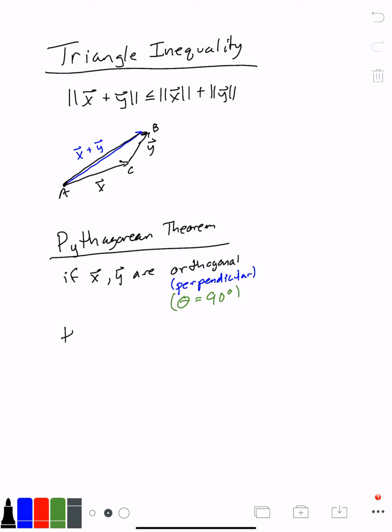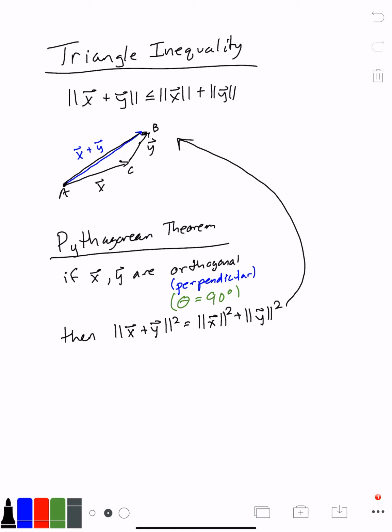Then the following is true, that the absolute value of x plus y squared is equal to the absolute value of x squared plus the absolute value of y squared. So looking at this picture up here, it's just saying if this was a right triangle, you would have the Pythagorean theorem. And the nice thing is this works not just in R2 or R3, but it works in any Rn here. And so if you happen to know vectors are perpendicular, you can take advantage of this and use that to find different sides. And so that's the end of section 5.1.